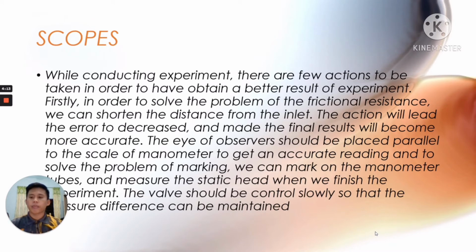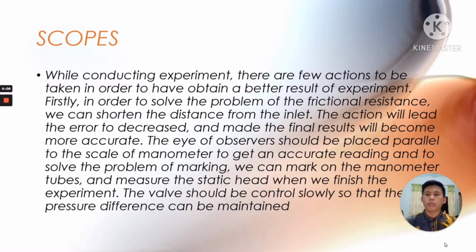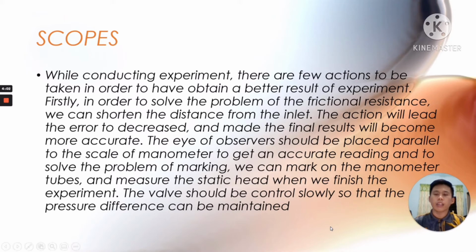For the scope, while conducting the experiment, there are a few actions to be taken in order to obtain a better result. Firstly, in order to solve the problem of frictional resistance, we can shorten the distance from the inlet. This action will lead the error to decrease and make the final result more accurate.